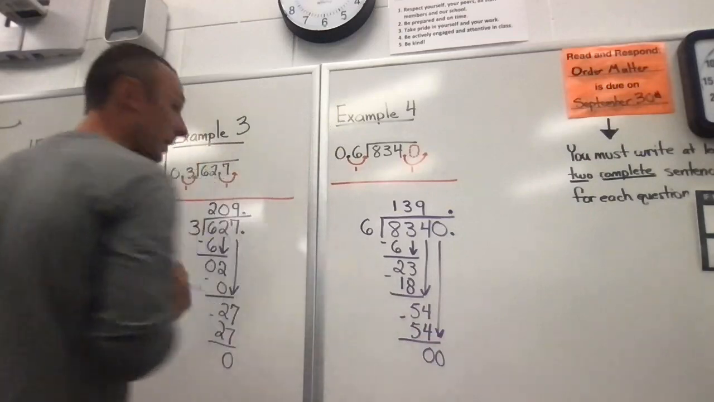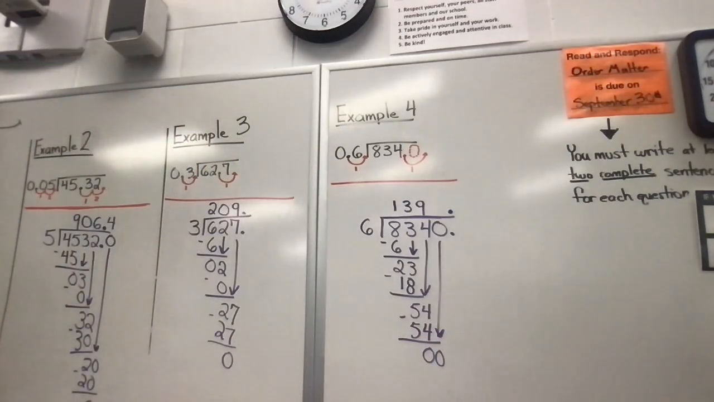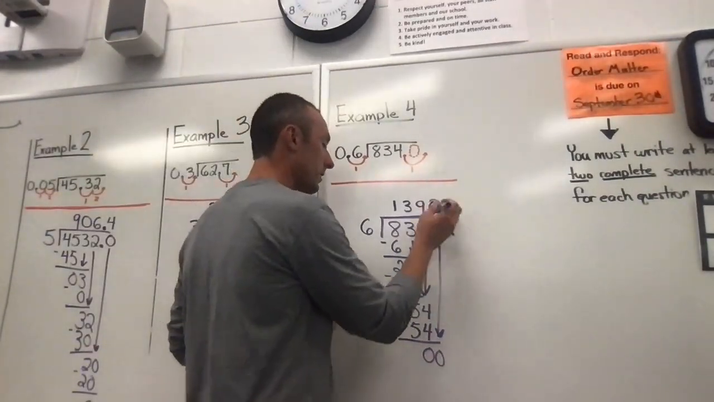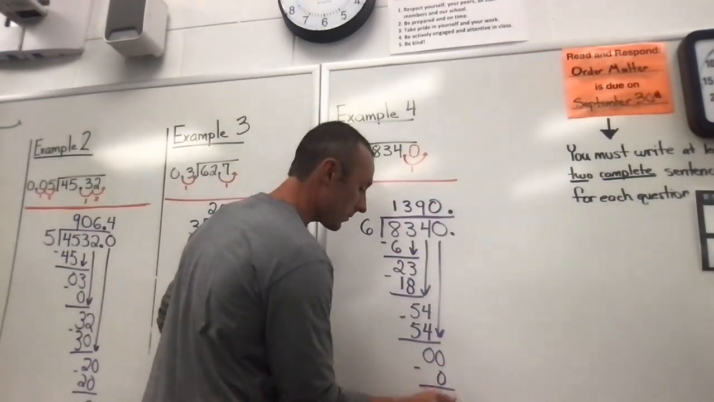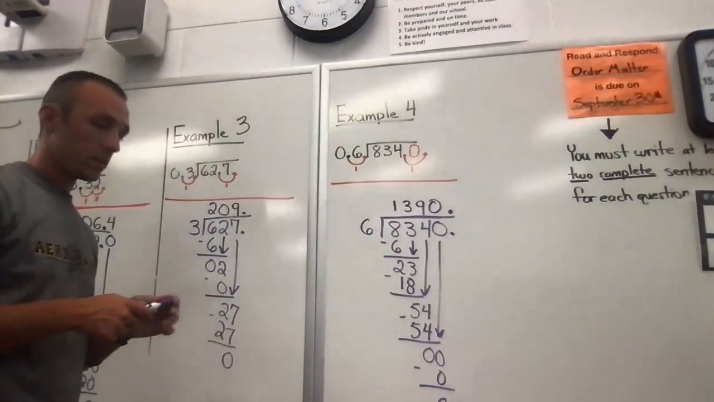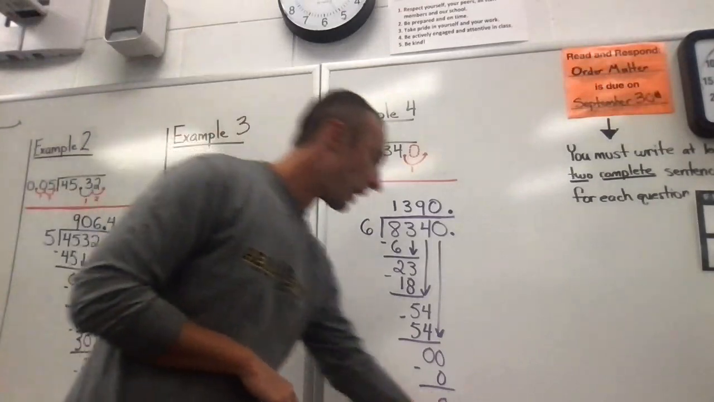Every time I bring a number down, I must put another number up in my quotient. And I know that 6 goes into 0 times, and that is 0. So there is my answer, 1,390. So hopefully this made some sense to you guys.